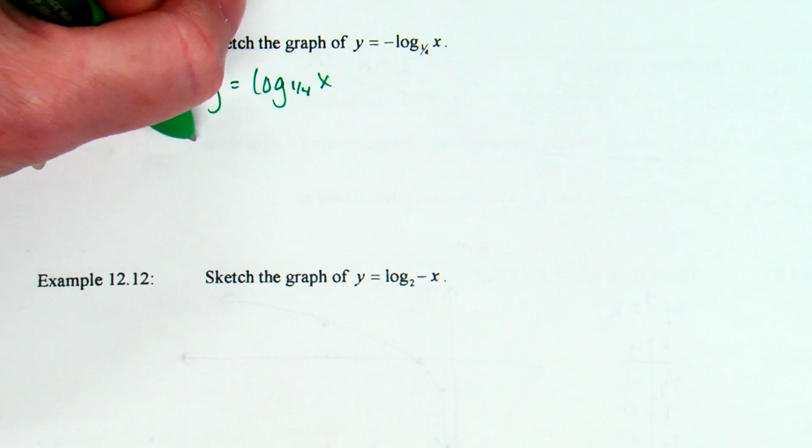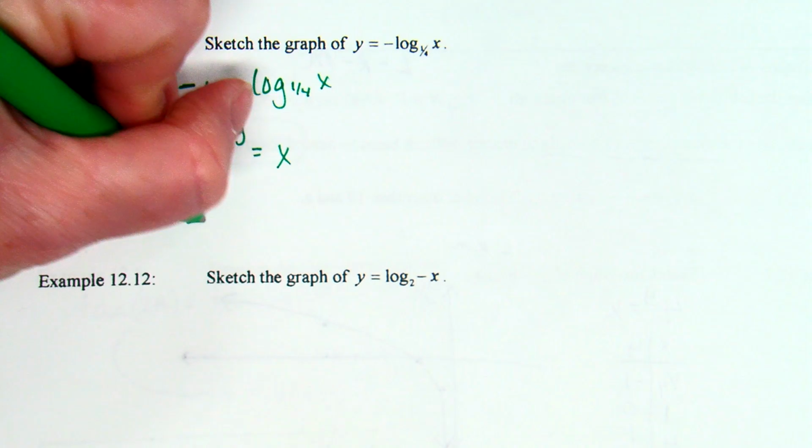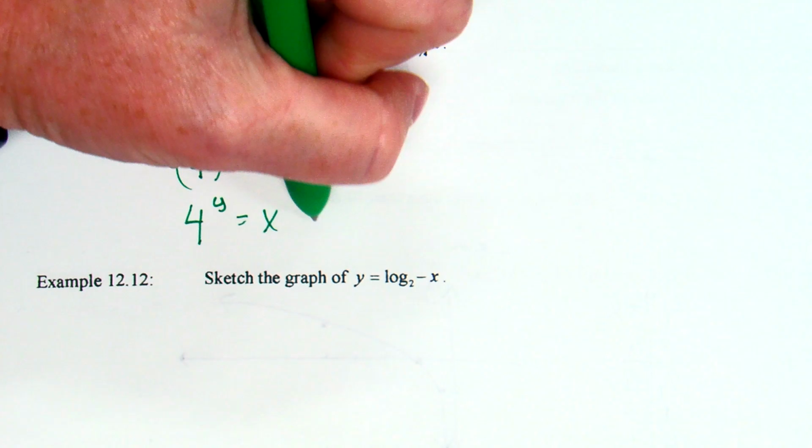Reciprocal it, right? Now, we've already got a fraction inside of here. So basically, when you take the reciprocal of 1/4, it becomes 4/1, which is 4. So we end up with 4 to the y equals x. Did we already graph this? Yeah, this is y equals log base 4 of x.